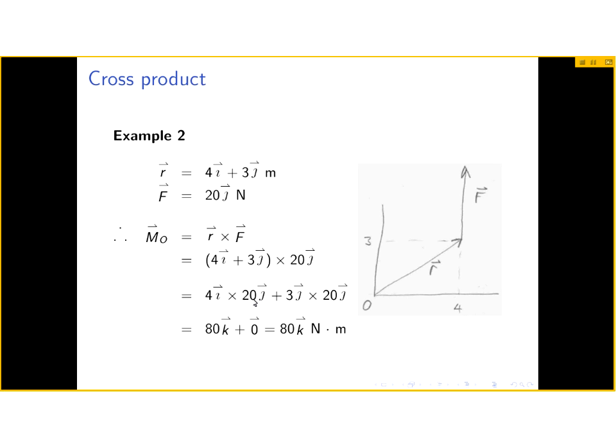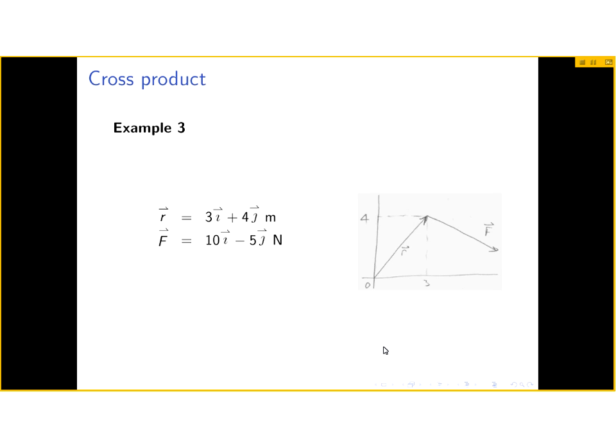The first cross product can then be calculated as 4 times 20, which is 80 in magnitude. I cross J gives me K. And so the moment of my applied force F about point O is 80K newton meters.